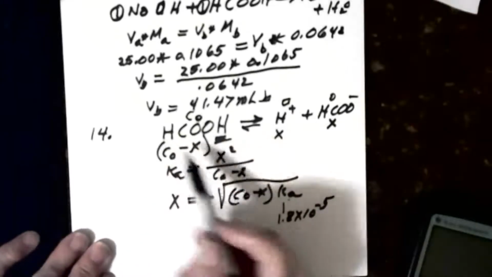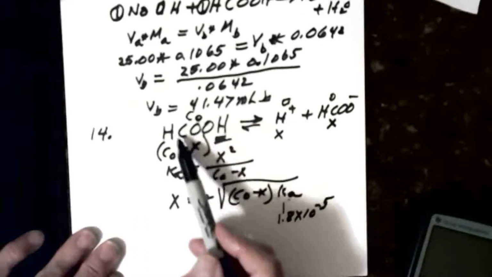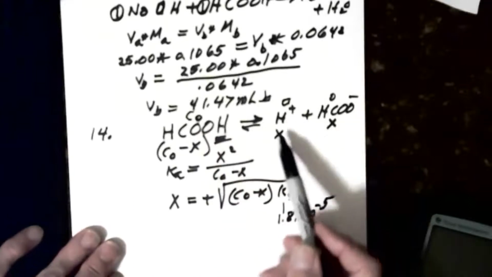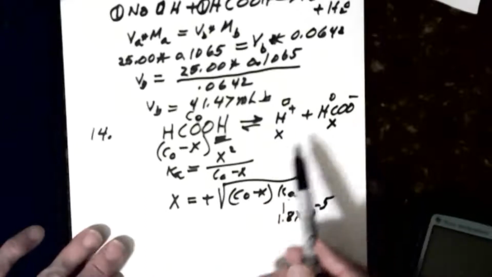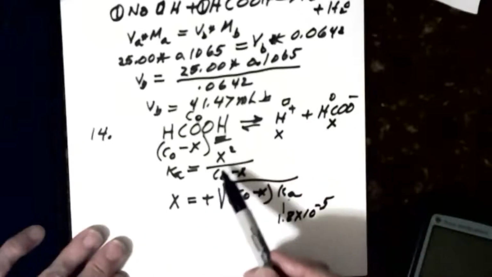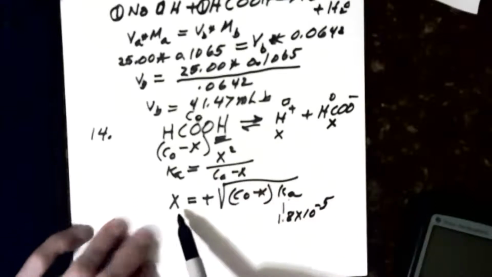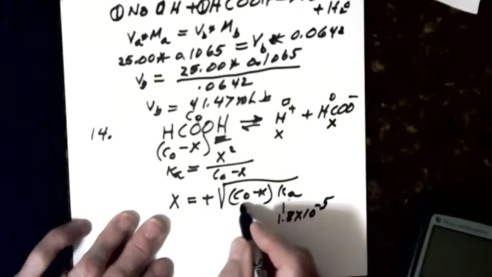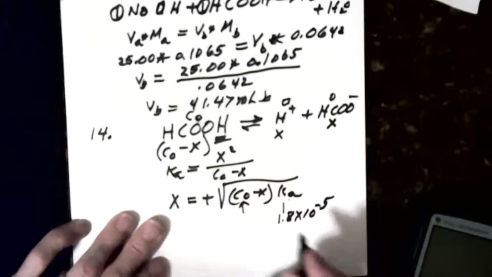So here's the setup. This is a reaction that's taking place. C0 minus X is the equilibrium concentration of the formic acid. X and X are the equilibrium concentrations of hydrogen ion and formate ion. Ka is X squared, this times this divided by this. Solving for X in the squared term, I get this expression. So now all I have to put in is the initial concentrations and we'll go from there.